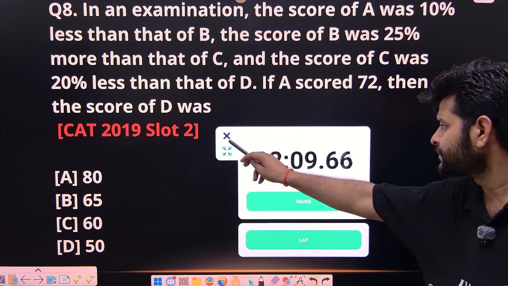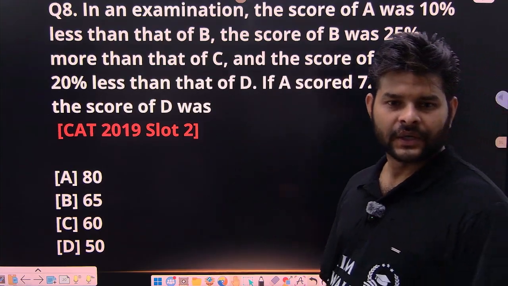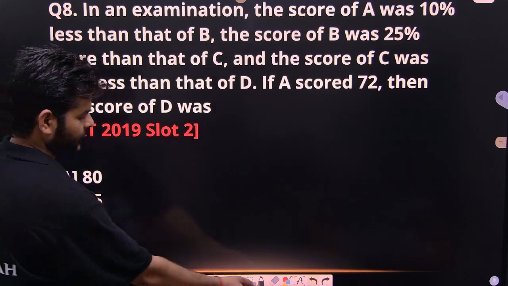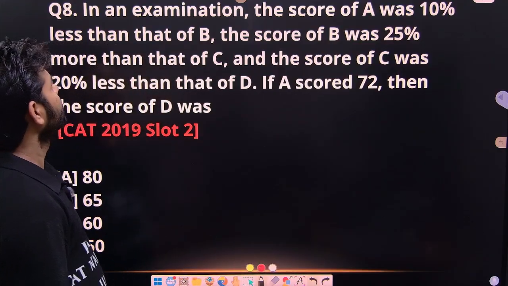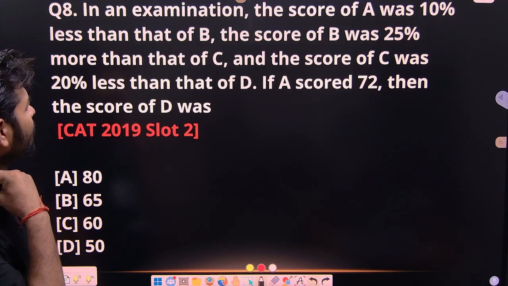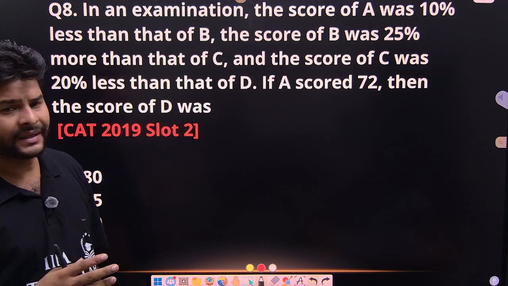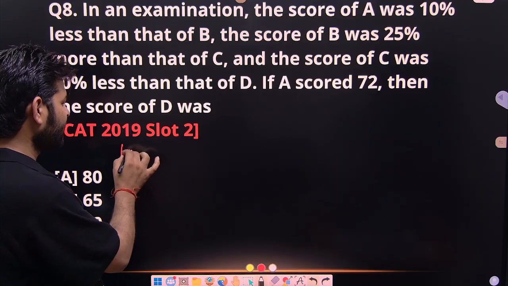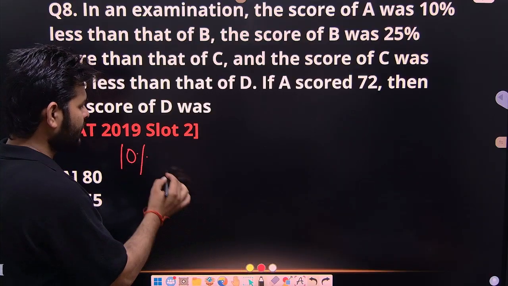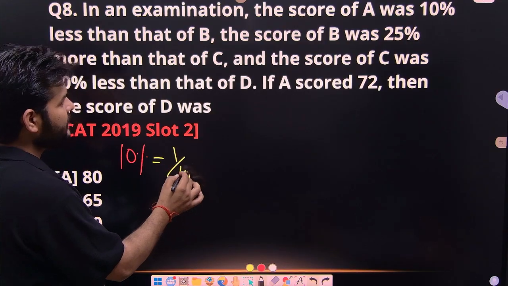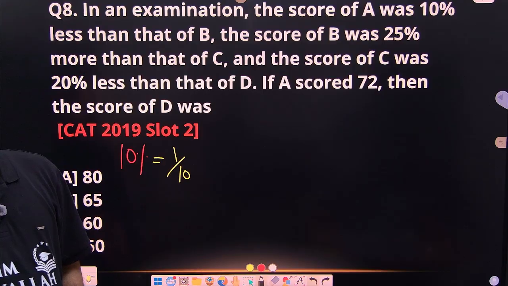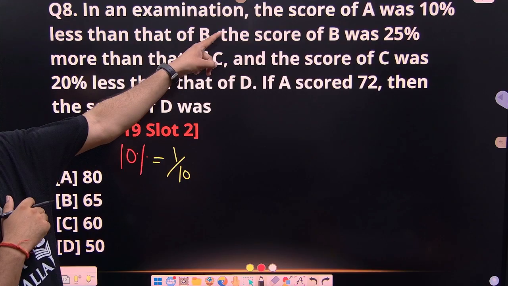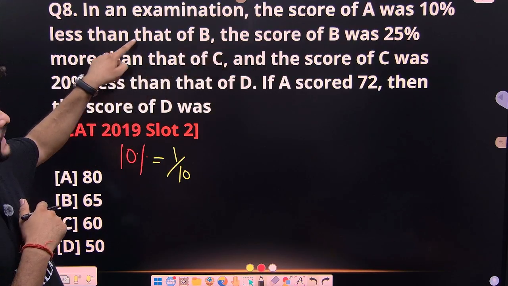Guys, let's do. Any one of you got the answer except Priyanshi? None? Let's do. What is the question saying? In an examination, the score of A was 10% less than that of B. Got it? So we all know the fraction of 10% is 1 by 10. Whom are we comparing, A or B? B. That of B.